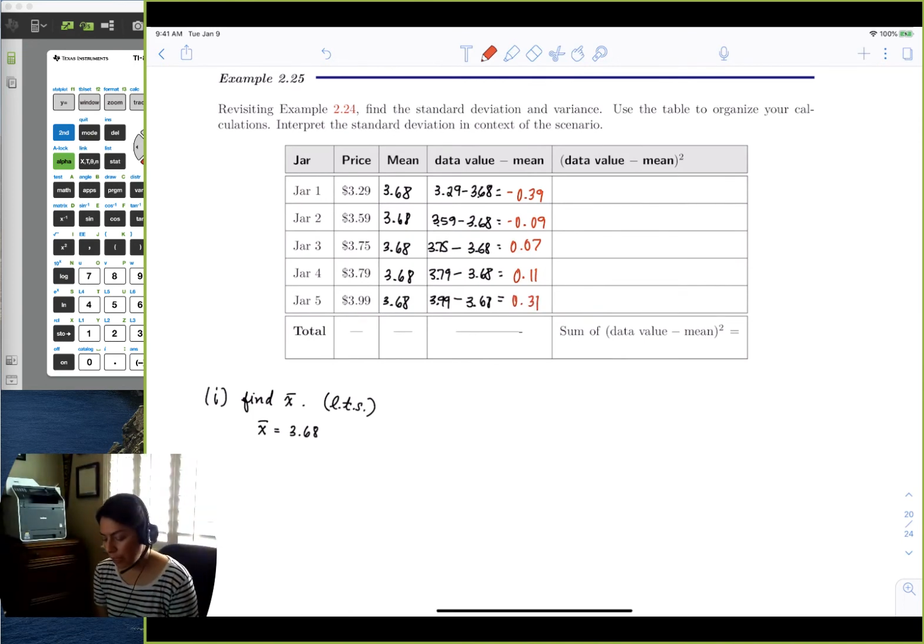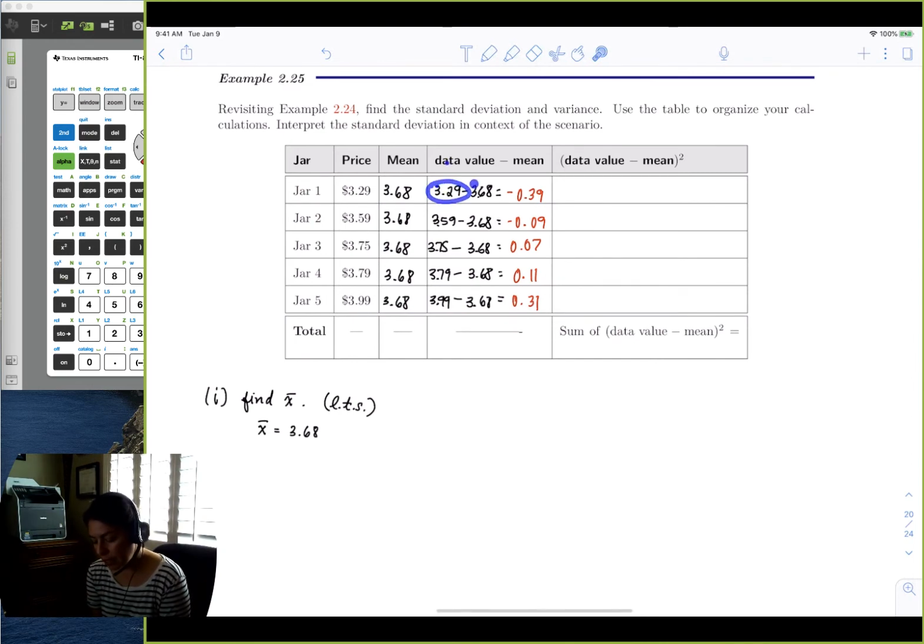Okay, so I hope you went ahead and just put that in the calculator. Make sure you do order, right? Because when the data value is less than your mean, your values are negative. And when your data values are greater than your mean, this difference will be positive. And now we're going to take each of these values in red and square it.